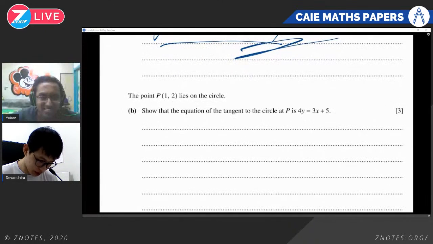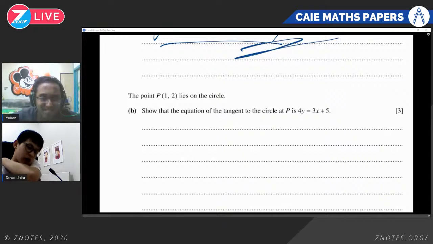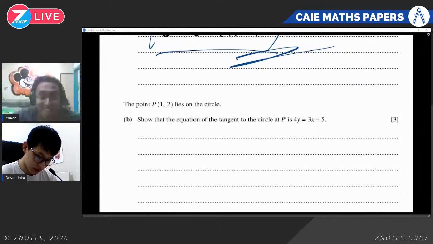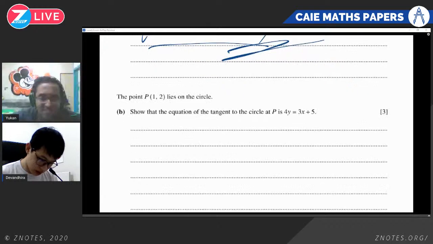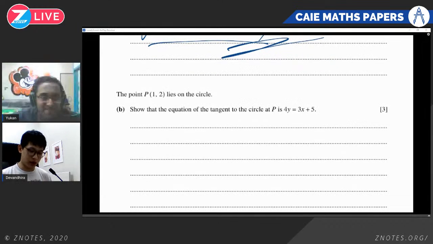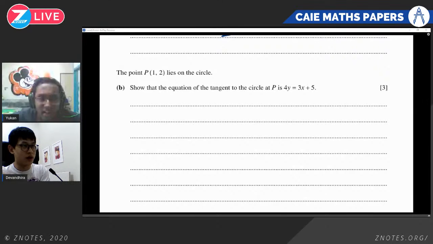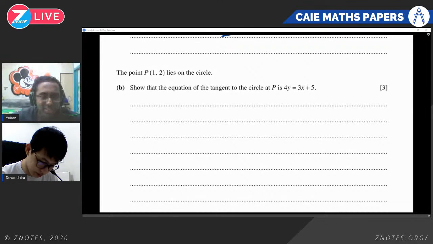The point P(1, 2) lies on the circle. Show that the equation of the tangent to the circle at P is 4y equals 3x plus 5. We can do that, right? How would you solve this one? You can put the point P into the tangent equation, and you should be able to get the same coordinate. So that's to show that it intersects. Put P here.